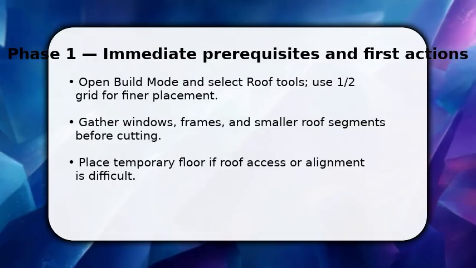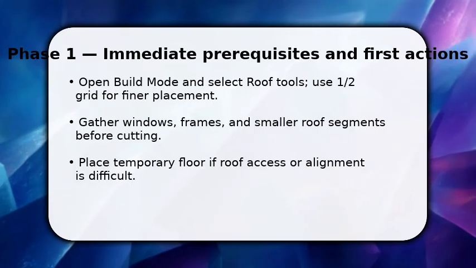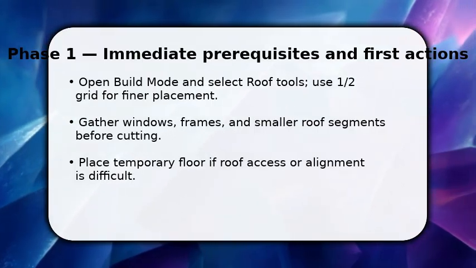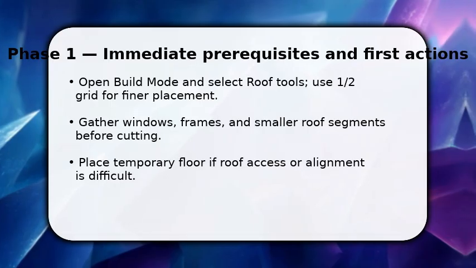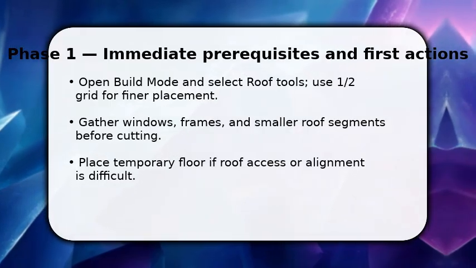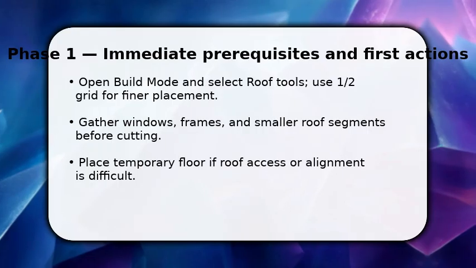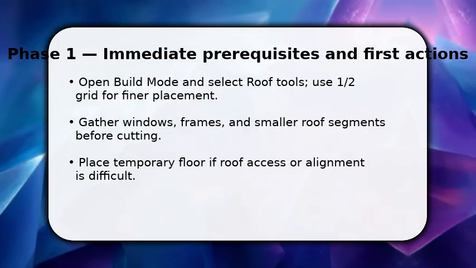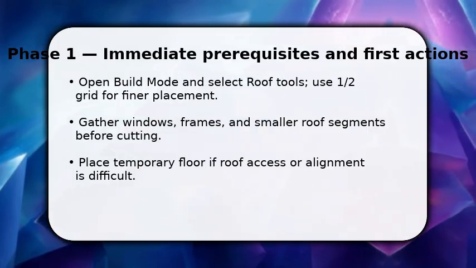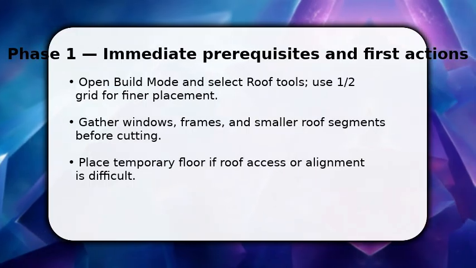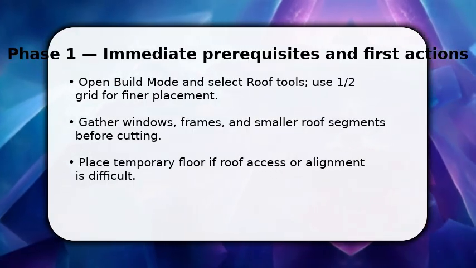You start by getting the roof ready. Enter build mode and switch to the roof tool so you can sculpt shapes precisely. Once done, set grid to 1/2 for finer alignment and gather the window items you plan to use. Make sure to add a temporary floor or scaffold to reach the roof. This helps with placement and visualizing cut lines.